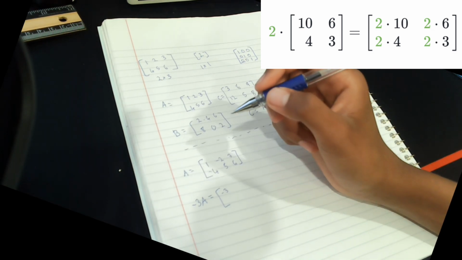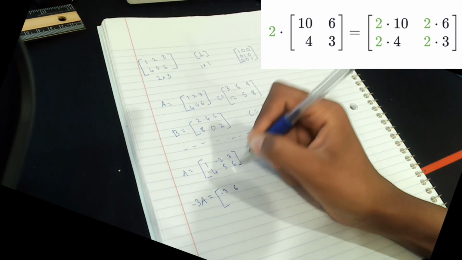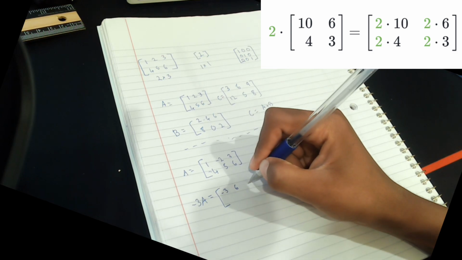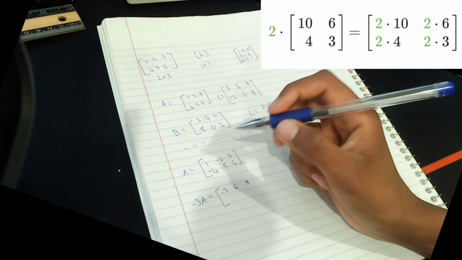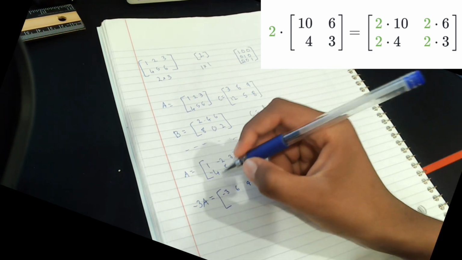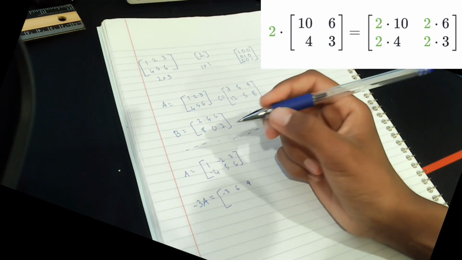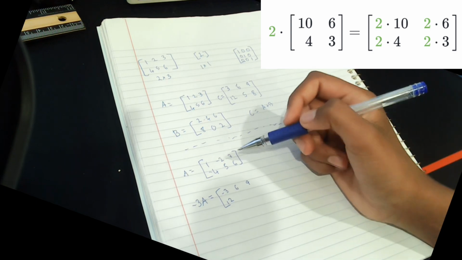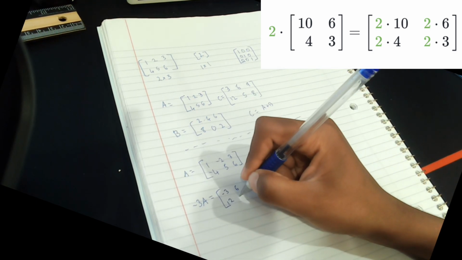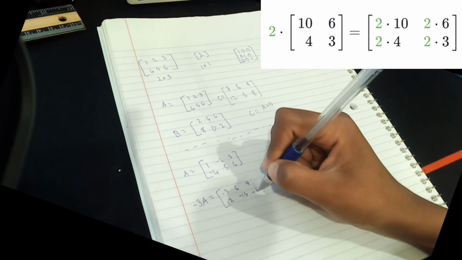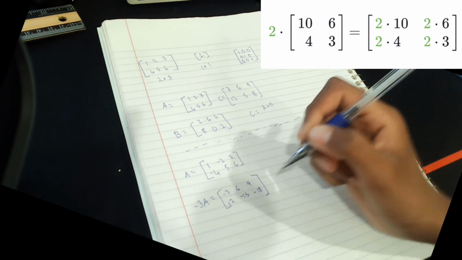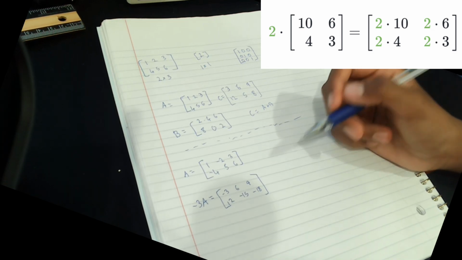Negative 3 times negative 2, which is 6. Negative 3 times negative 3, is 9. Negative 3 times negative 4 is 12. And negative 3 times 5 is going to be negative 15. Negative 3 times 6 is going to be negative 18. So this is our resulting matrix.